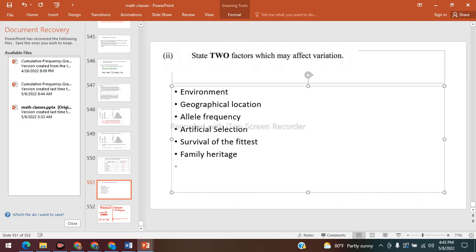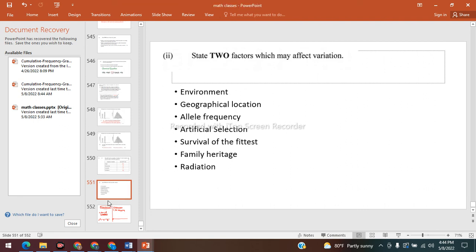Family heritage. I remember she gave us a list of crazy things. I didn't even know that was possible. How about radiation? Yeah, all these could affect you. That's sad. Fitness, oh yeah, because you could gain weight, you could lose weight. So the last one says fitness, radiation.